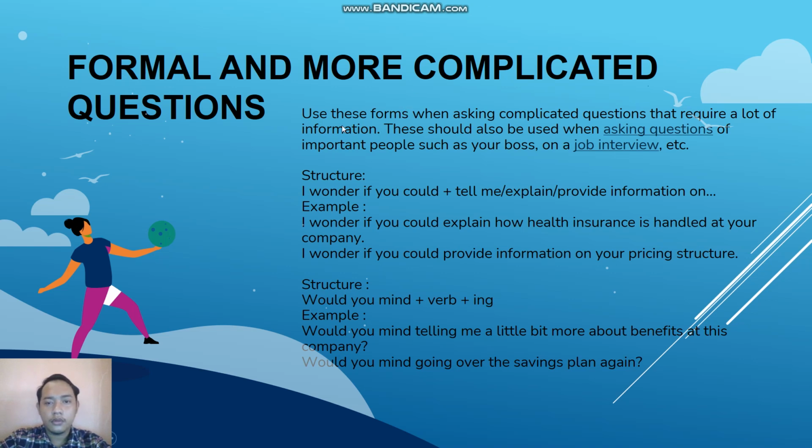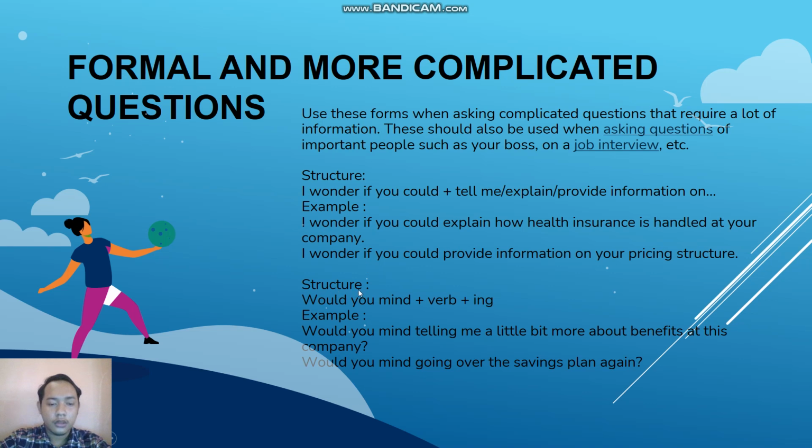And a more formal, complicated question. Use this form when asking complicated questions that require a lot of information. This should also be used when asking questions of important people, such as your boss or in a job interview, etc. The structure is: I wonder if you could tell me, or explain, or provide information on. For example, I wonder if you could explain how health insurance is handled at your company. Or I wonder if you could provide information on your pricing structure, and so on.